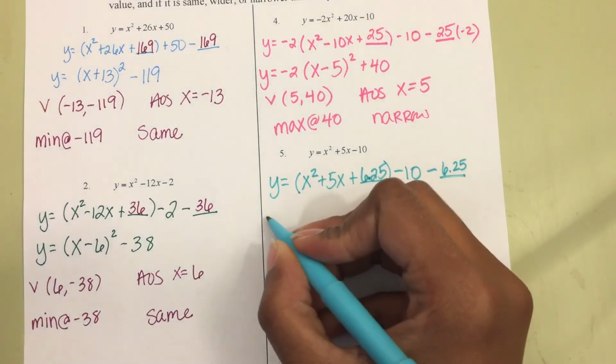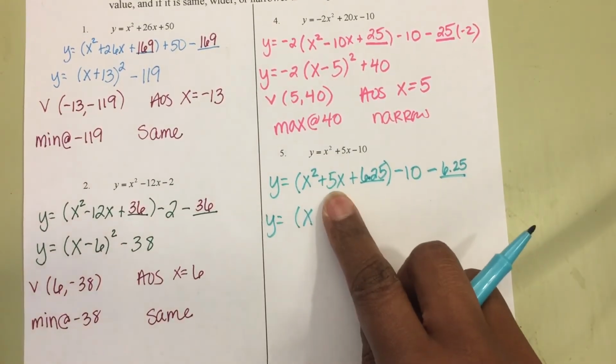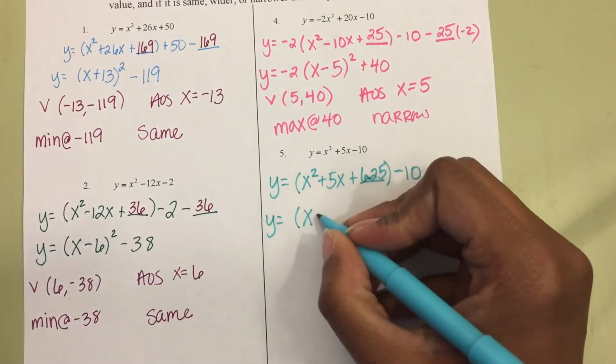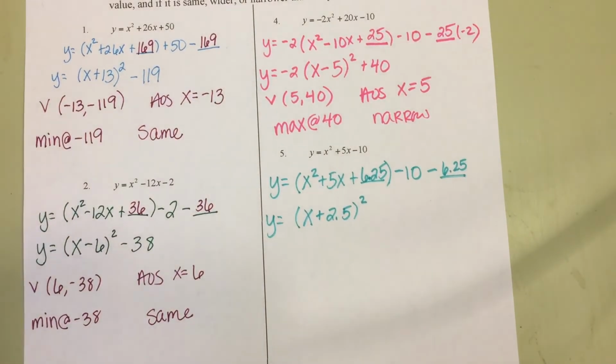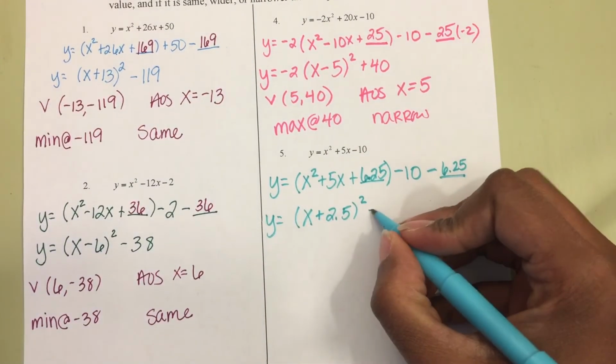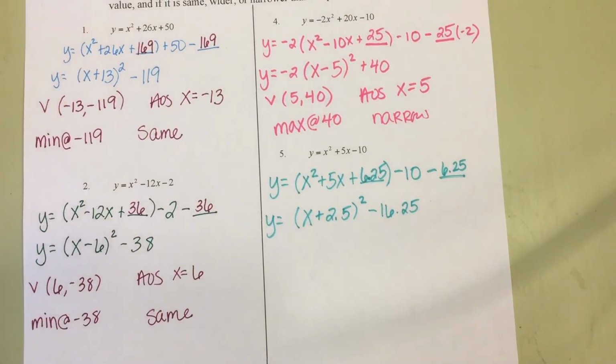Okay. And so then y equals, inside the parenthesis is x and then half your middle term. Half the middle term is plus 2.5 and then squared. This side's minus 16.25. Again, don't let any of the decimals bother you. It's totally fine. Nothing wrong with them.